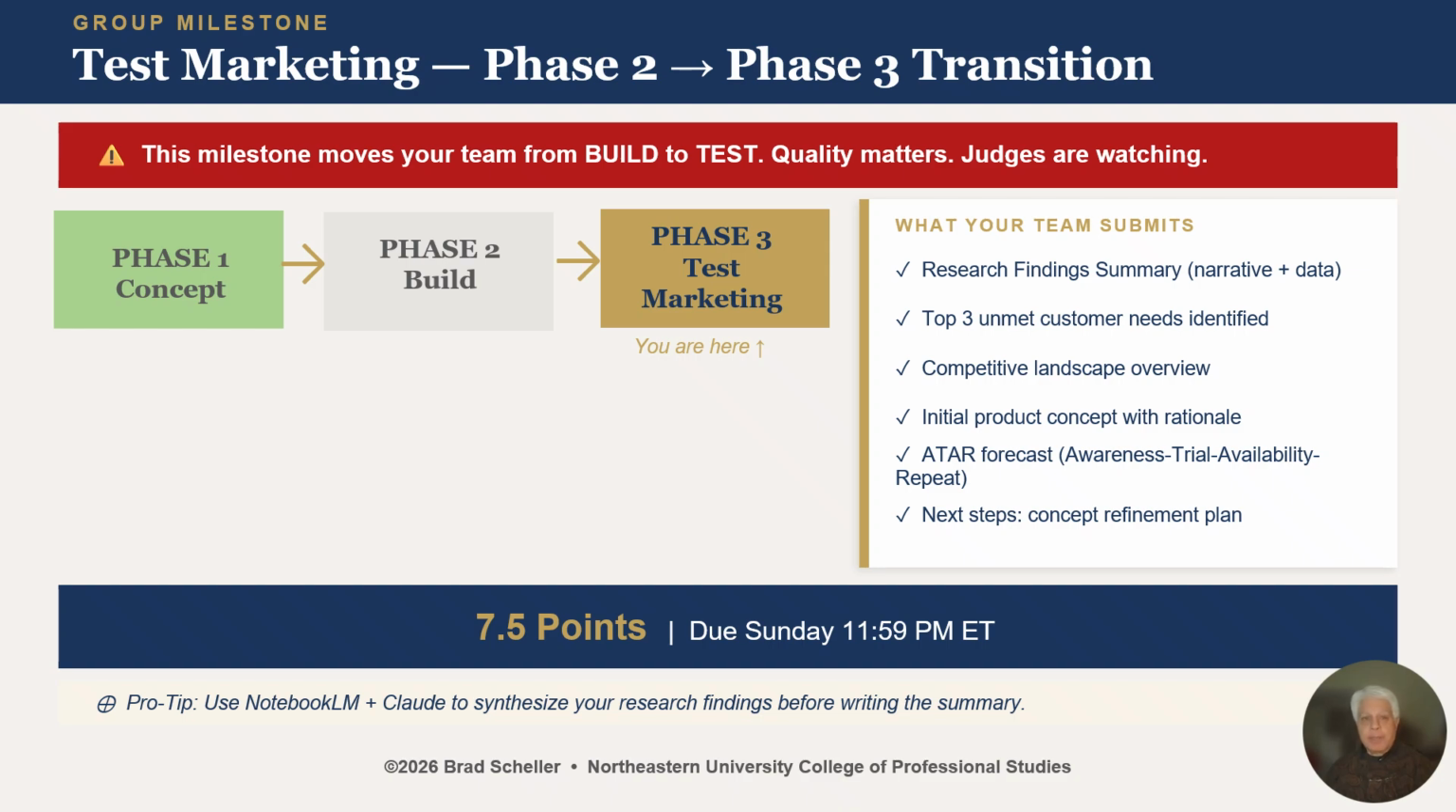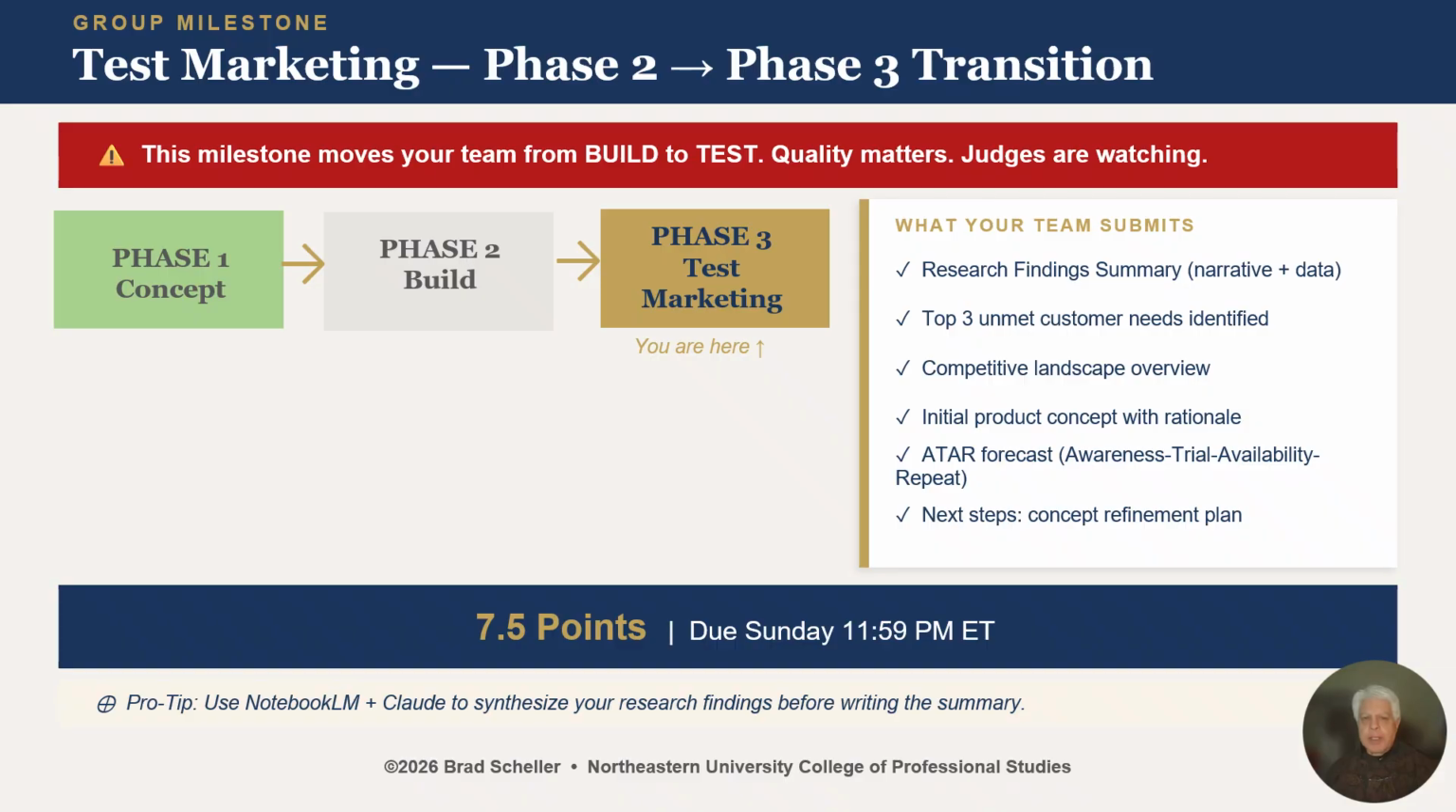Third, a competitive landscape overview covering at least 5 competitors. Fourth, an initial product concept with a clear rationale for why it addresses the needs you identified. Fifth, an ATAR forecast, that's awareness, trial, availability, and repeat purchase intent, with your assumptions stated explicitly. And sixth, your next steps for concept refinement.